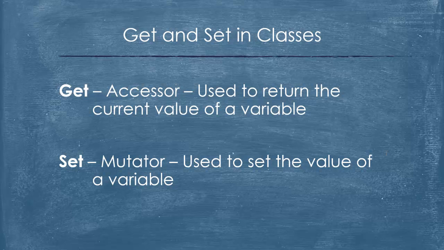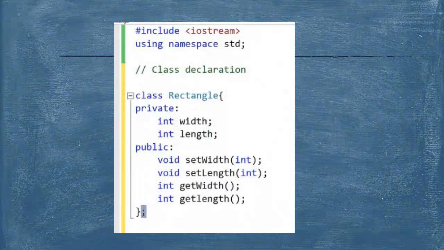So it sounds nice and easy. But what they're used for, in your classes, we typically have private variables. Well, we might need to manipulate those in the main program. So in order to do that, we need to use get and set to manipulate private values. So in a class, you'll see something like this.